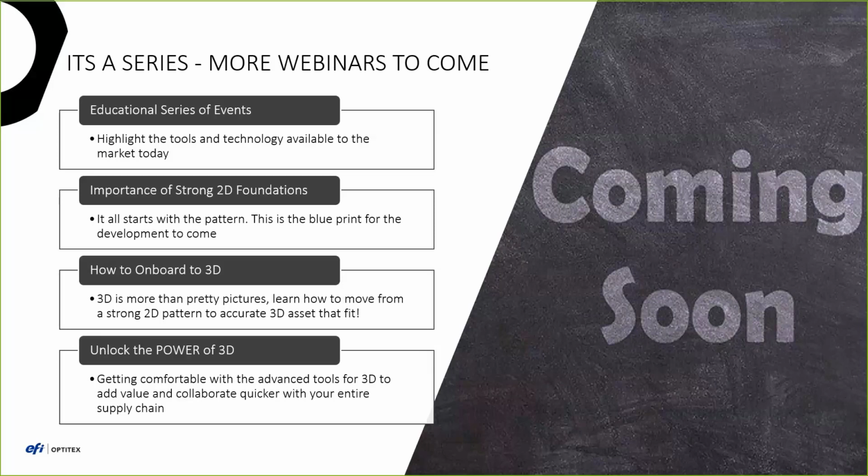So the first webinar in the series, which you're a part of today, is going to be the importance of a strong 2D foundation. And it really all starts with the pattern. I mean, let's face it, this is the blueprint for the development to come. Building a solid foundation with a solid pattern is key to delivering a producible product.